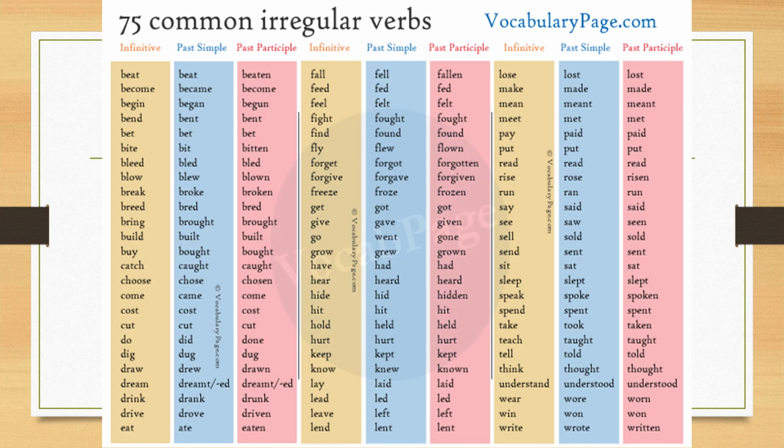This is a list of 75 common irregular verbs that you can download from the website vocabularypage.com. And to use the past simple, use the verbs that are in the blue column.